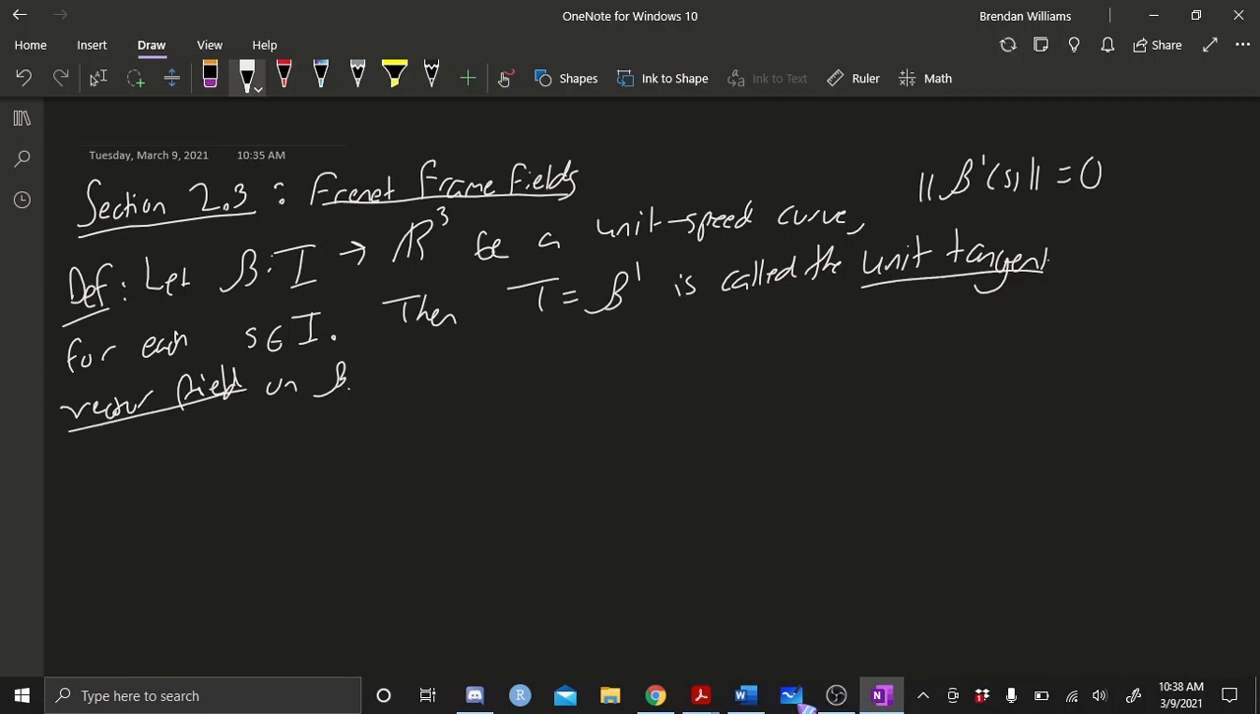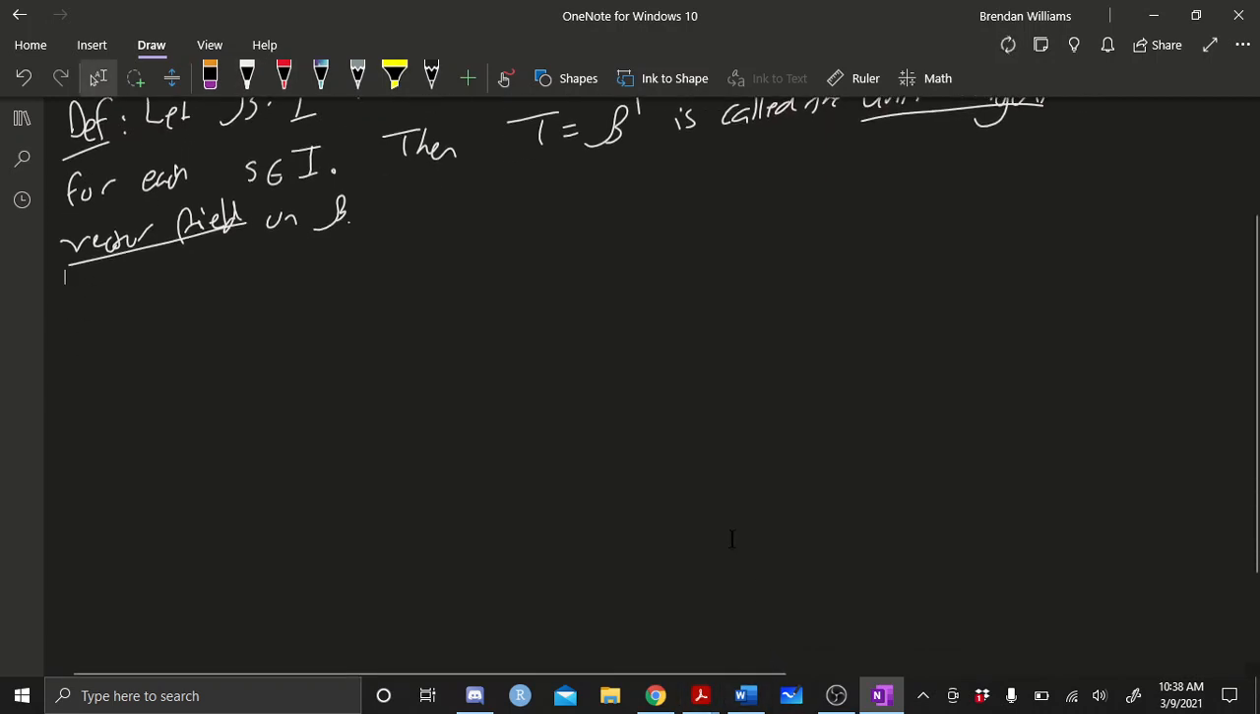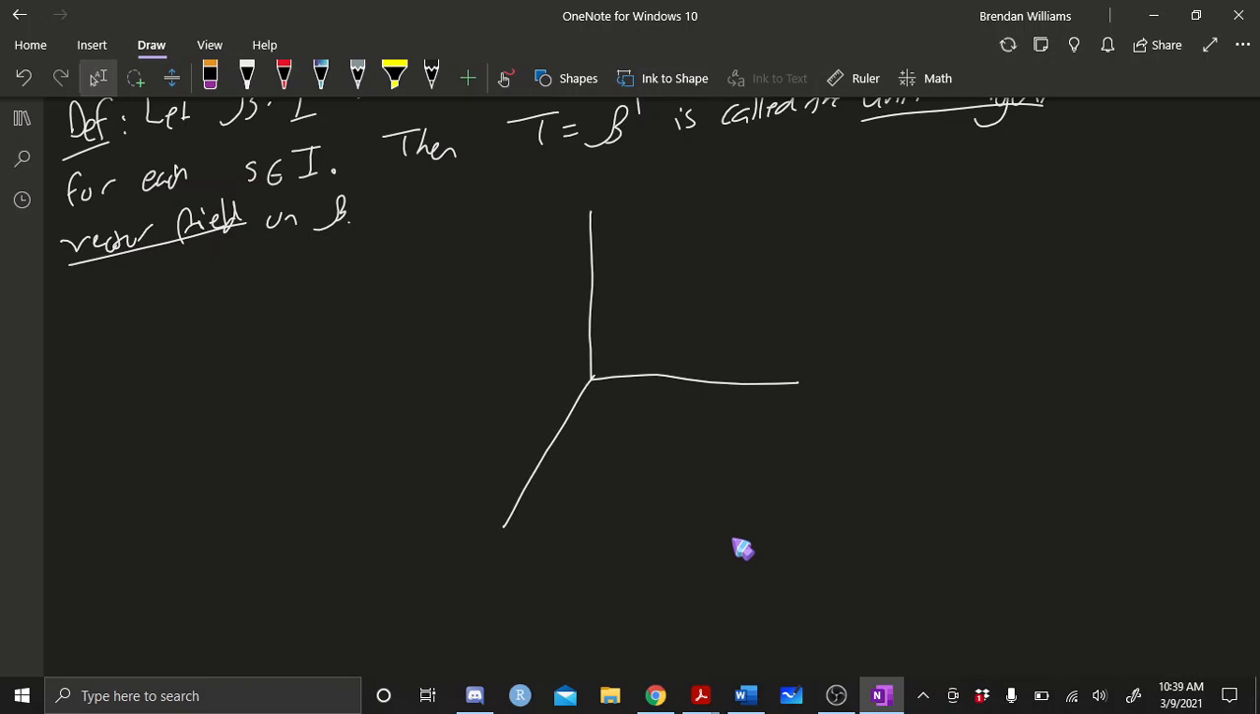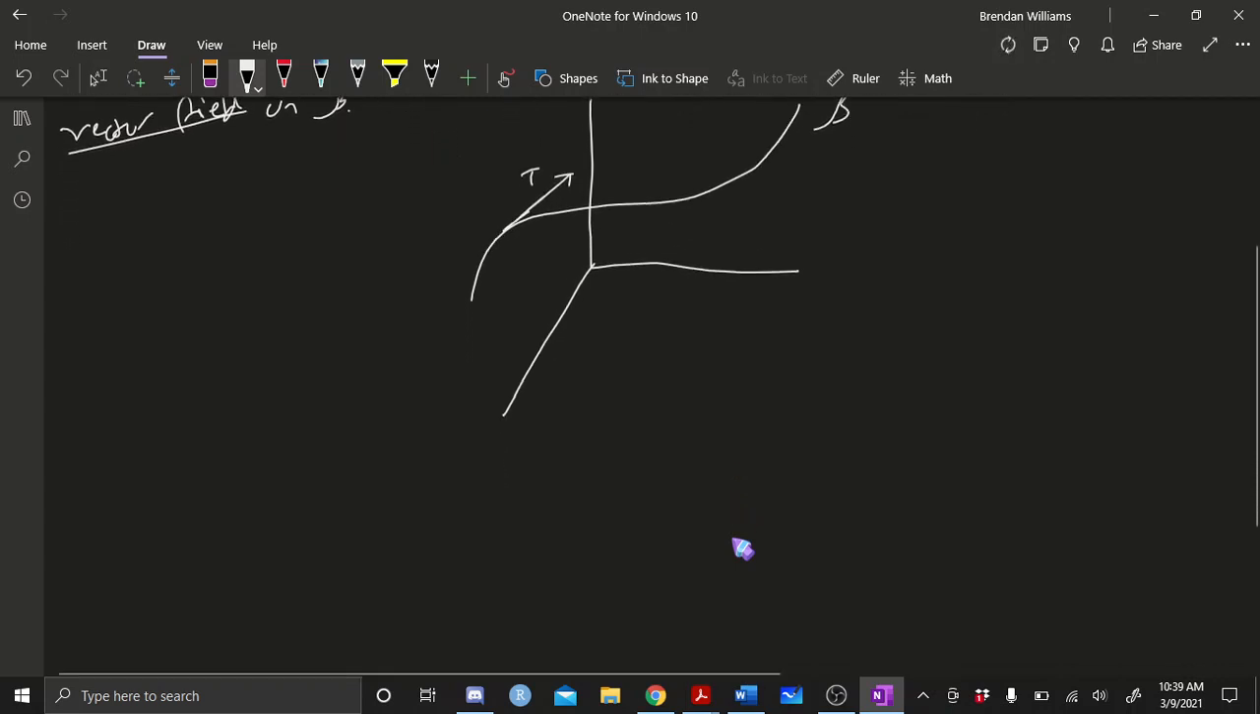Okay, so this is going to be a quick picture based on what exactly this means. So drawing R3, freehanding it, we have some unit speed curve. This is beta. And the tangent vector is going to look something like this, just pointing out. I'm just going to note that T. Okay, so that's our graph for now.